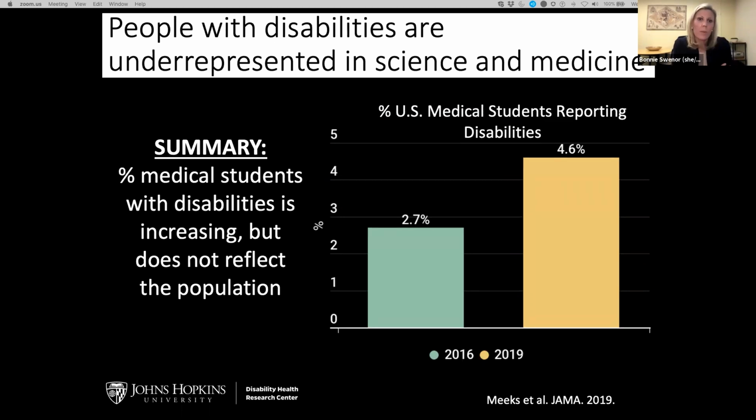So on this slide, what I'm showing is some results from a study that I worked with a great colleague, Lisa Meeks, who was at Michigan, she's now at Colorado, showing the percentage of US medical students reporting disabilities. And it has increased from 2.7% in 2016 to 4.6% in 2019. So while that increase has been really important, and in our paper in JAMA, we speculate lots of reasons why that is, I want you to reflect on how far that is from the percentage of people in our community with disabilities, right? 1/4 of our population. It's far from that mark.